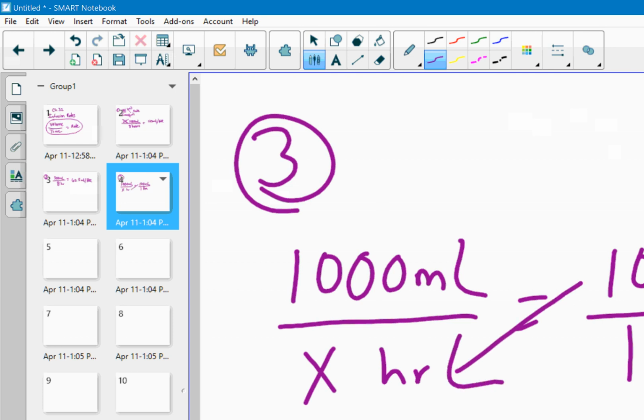Okay, so then we can cross multiply. X times 100 is 100X. 1,000 times 1 is 1,000. And then of course we can cross 2 zeros out, and this 1,000 milliliter bag will last 10 hours.